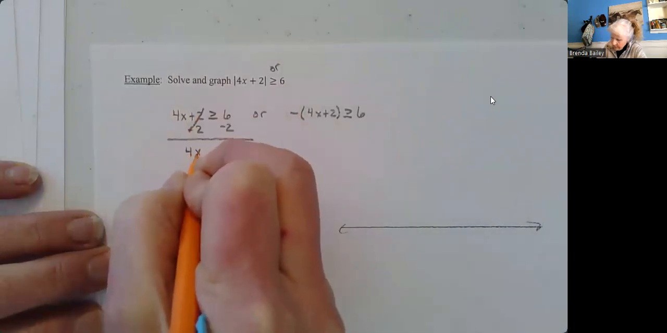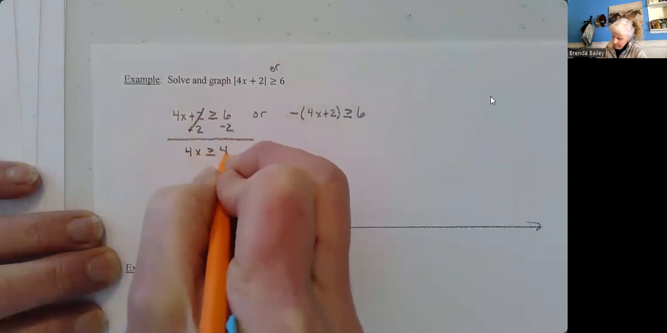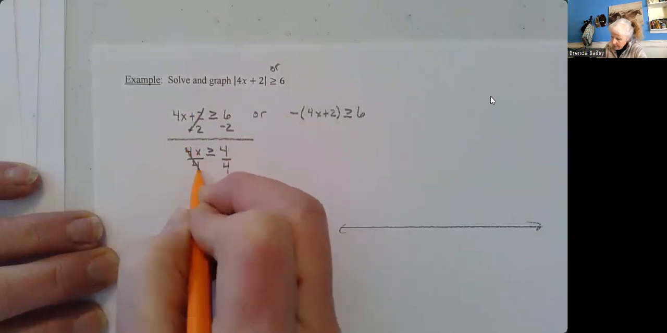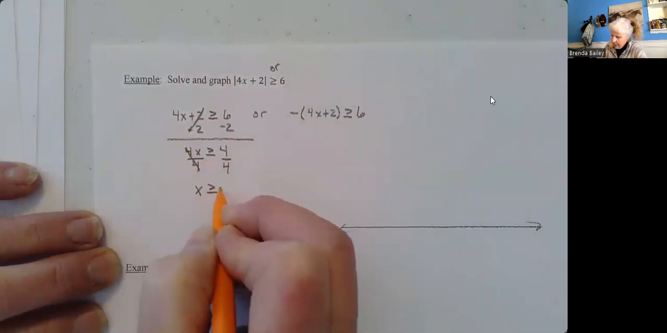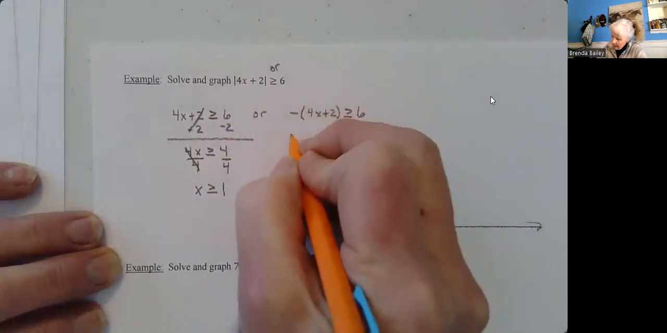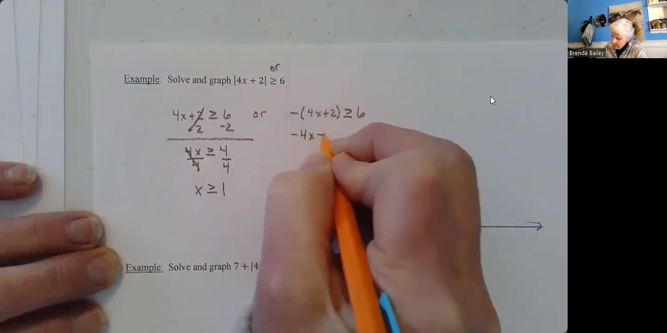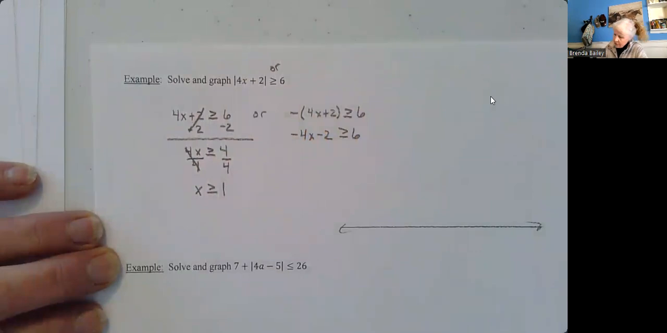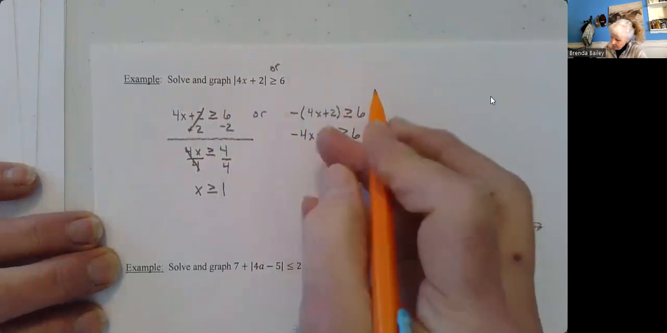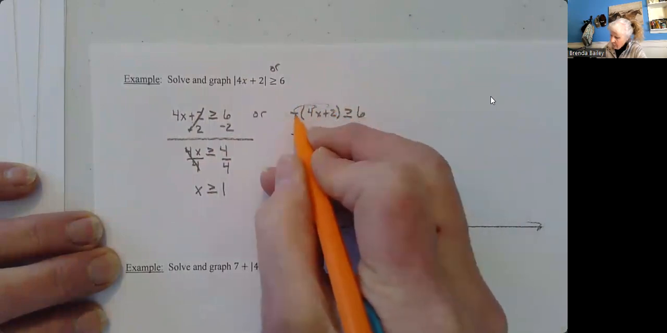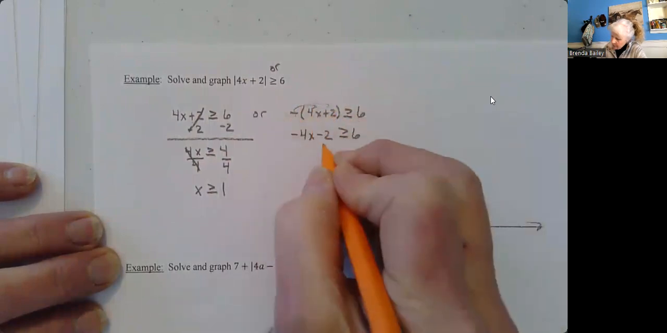4x is greater than or equal to 4. Divide by 4, not dividing by a negative, so we don't have to worry about that inequality being flipped. Looks like we got part of our solution already. Let's go through this one. -4x minus 2. Okay. So then you add 2. I just use the distributive property, multiplying a -1 through. Add 2.